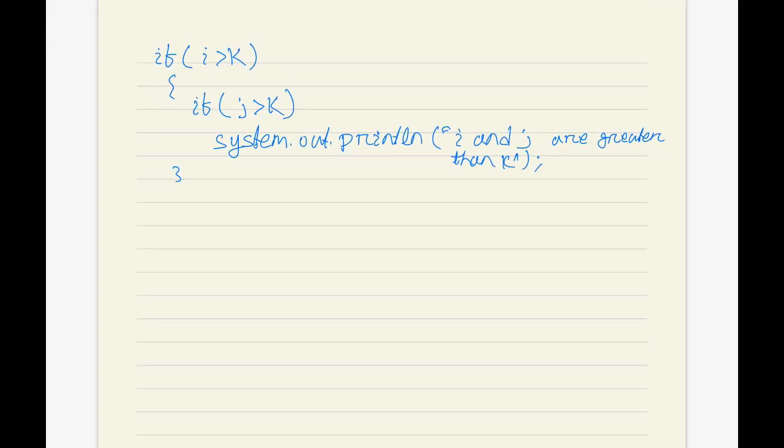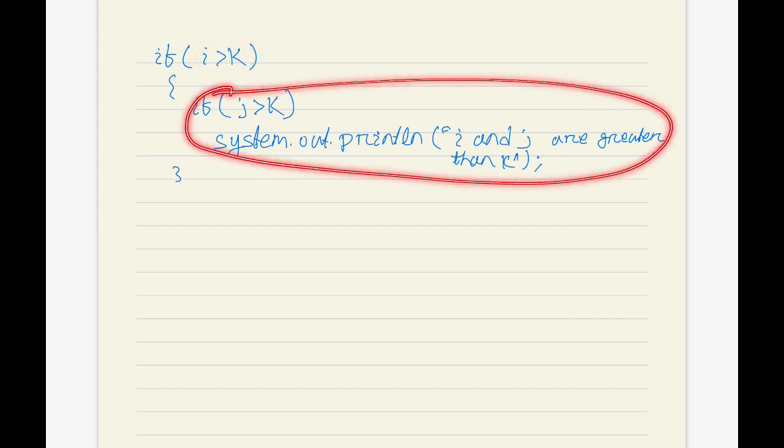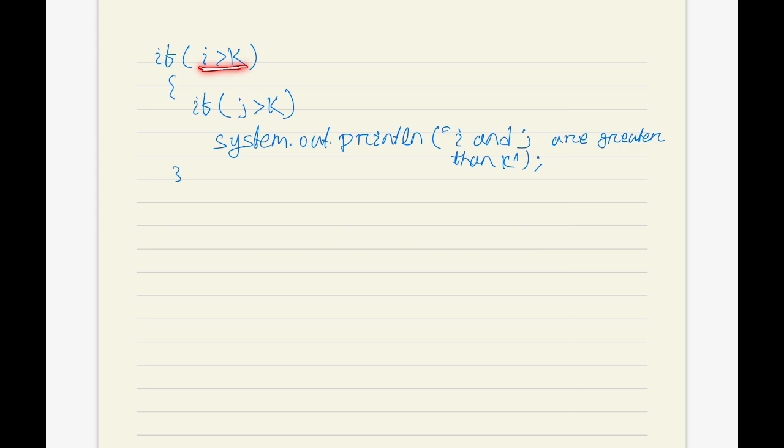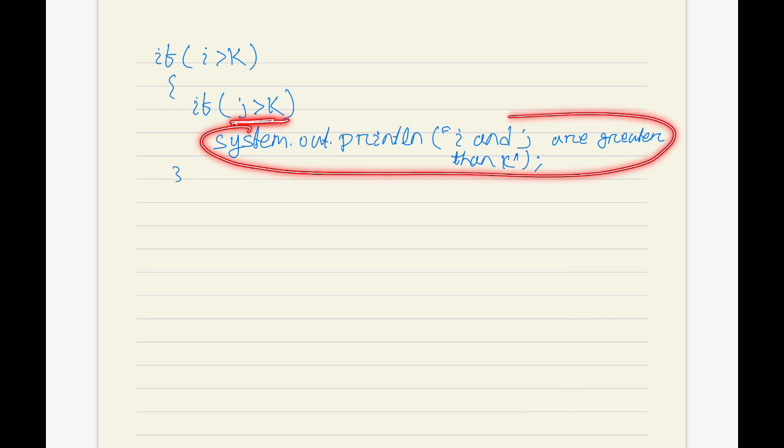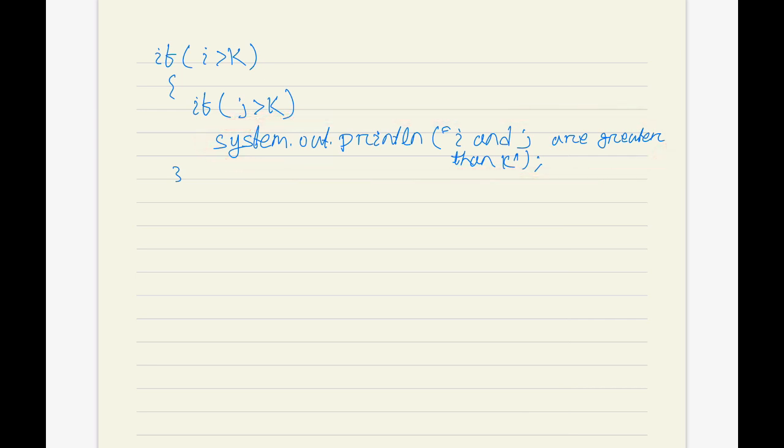So here you can see if i greater than k, then if this becomes true, this part is going to be executed. So when i greater than k becomes true, this part will execute. So this part means first will execute if j greater than k. So when this becomes true, this statement is going to be executed. So the system.out.println i and j greater than k, this statement is going to execute when i greater than k becomes true and j greater than k becomes true.